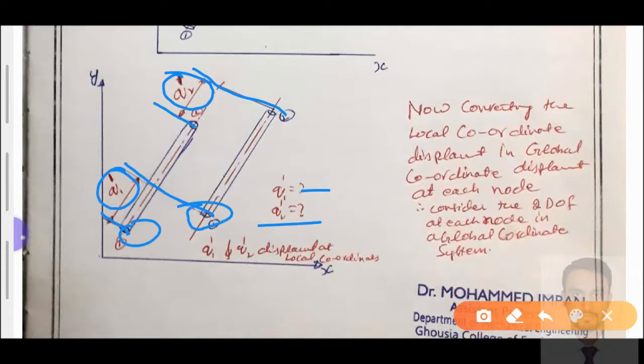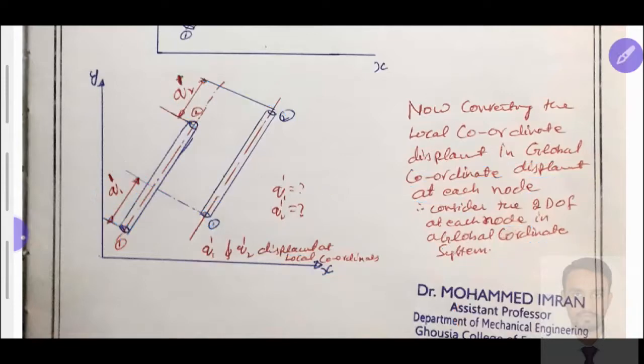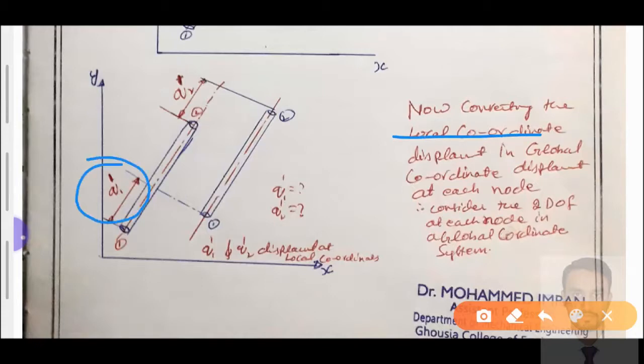The displacement q dash in the local coordinate system, we need to find out at each node. A single degree of freedom is considered in the local coordinate system. See here, q1 dash and q2 dash are the displacements in the local coordinate system. Now convert that local coordinate displacement into global coordinate displacements at each node. Consider 2 degrees of freedom at each node in the global coordinate system. How should it be after converting the local coordinate displacement in terms of global coordinate displacements.